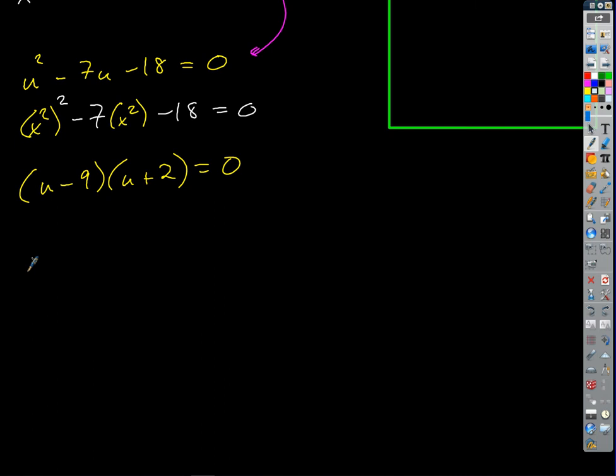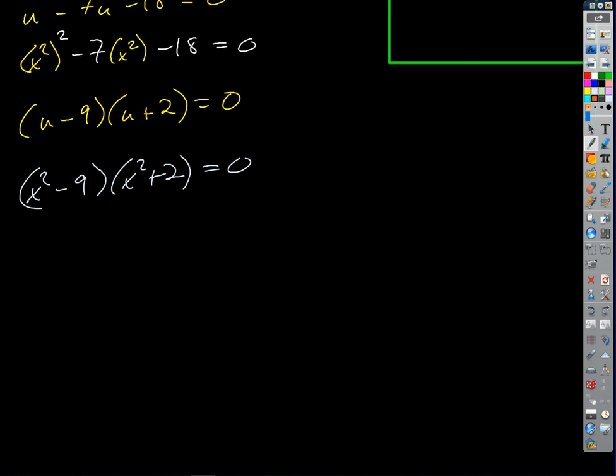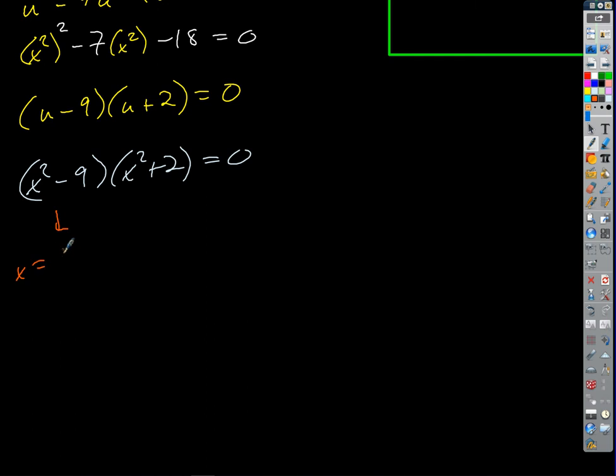So we're going to get x squared minus 9 times x squared plus 2, and now we're set, right? By the zero product property, that's pretty easy, right? We can probably just jump right to the solutions. If I set this equal to 0, what are the solutions going to be? Plus or minus 3, right?